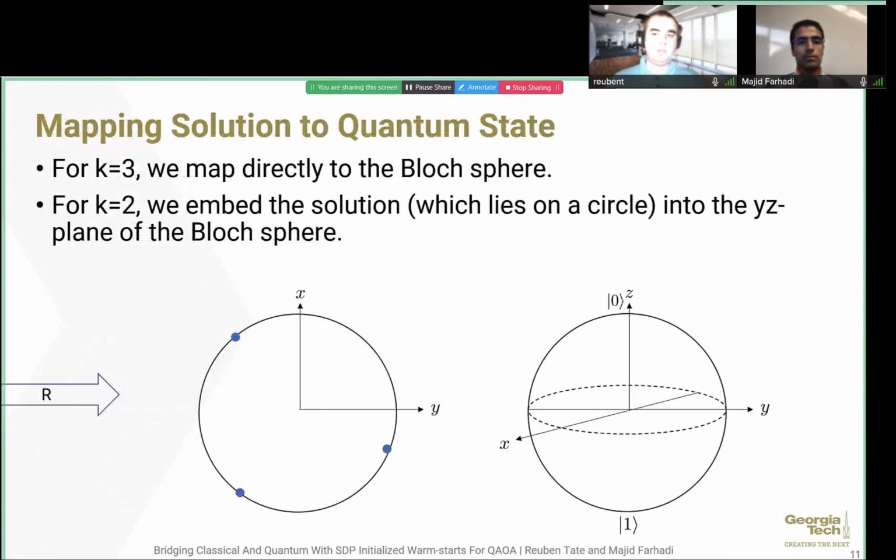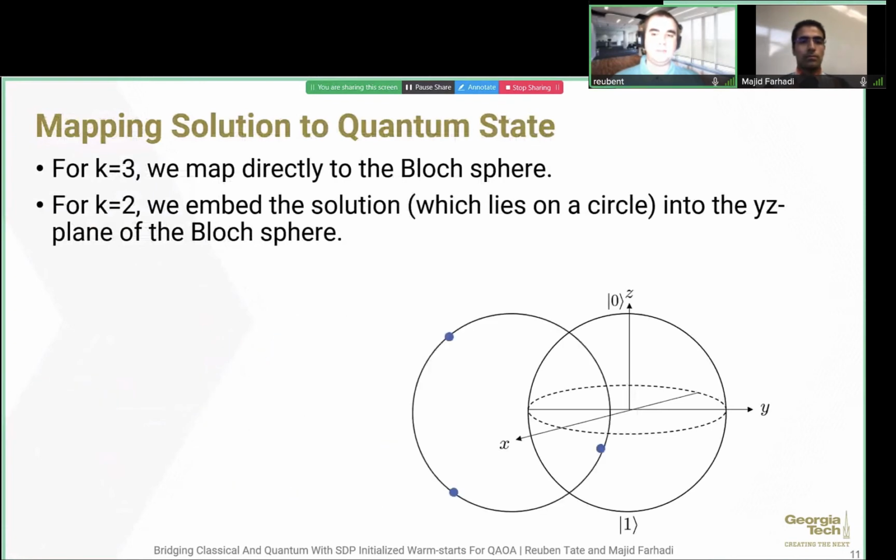Now consider rank 2 solutions which lie on the circle. We embed the solution into the YZ plane of the Bloch sphere. Then we again interpret the position of each vertex as a quantum state and take a tensor product.